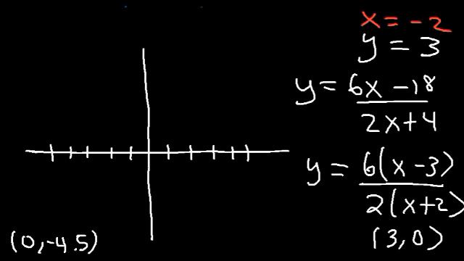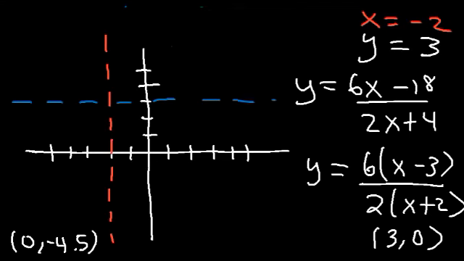So now let's graph it. So we have a vertical asymptote at x equals negative 2, and the horizontal asymptote is y equals 3. So now let's plot the intercepts. So the x-intercept is (3, 0). Therefore, we can see that the function is going to look like this. It's going to be below the horizontal asymptote on the right side.